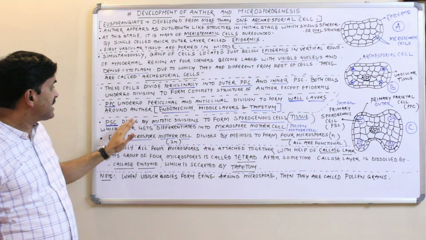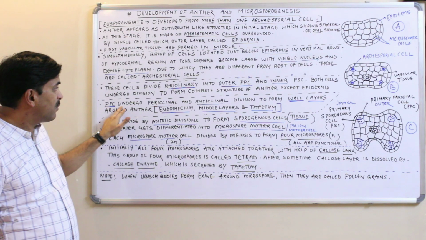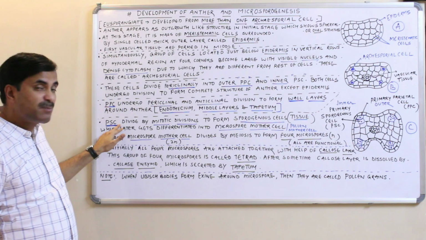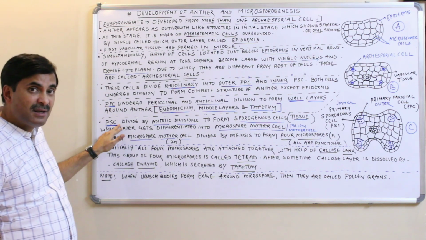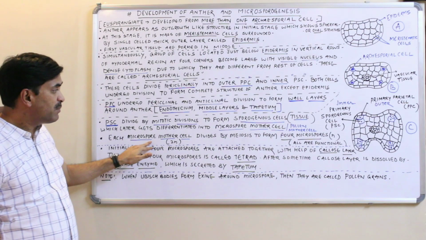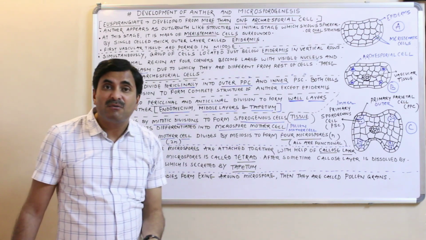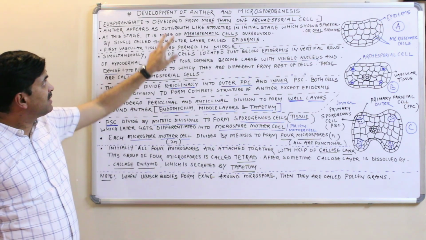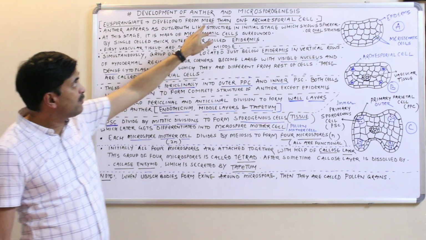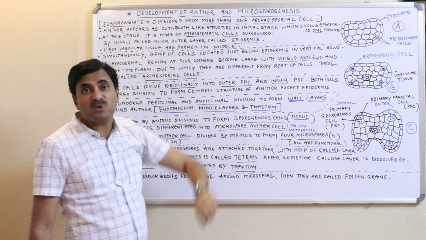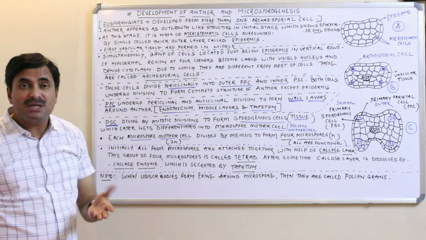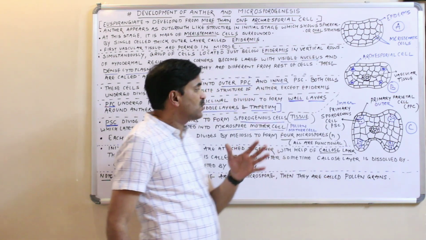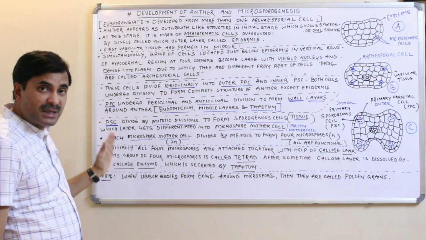So in a nutshell, the primary parietal cell forms the wall layers around the anther, and the primary sporogenous cell forms sporogenous cells, which later differentiate into microspore mother cells, and the microspore mother cells will form the microspores. Now this is the development of the anther, but along with it we are also studying microsporogenesis. And what is microsporogenesis? Microsporogenesis is the formation of the microspore from the microspore mother cell.